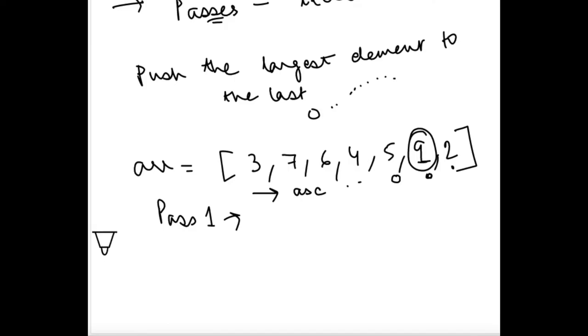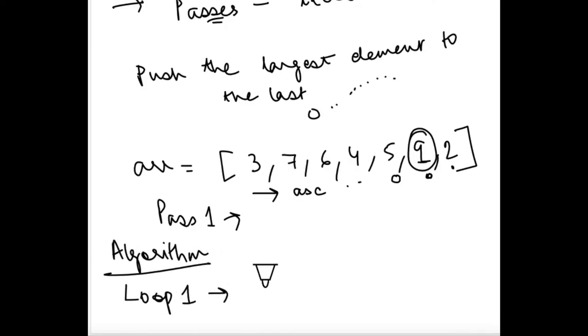Let's now take a look at the algorithm. So there are two loops. Loop number 1, the outer loop, is going to keep track of the number of passes, like the number of iterations or how many times the loop has to run.